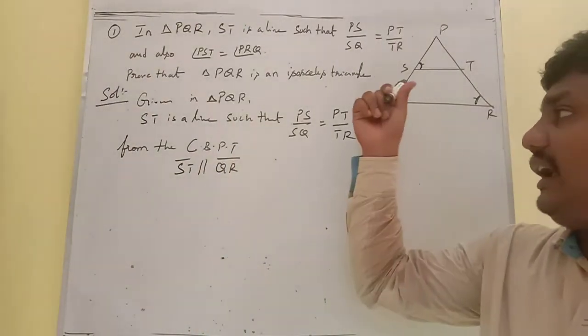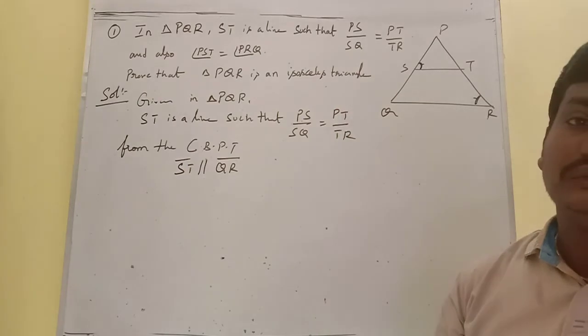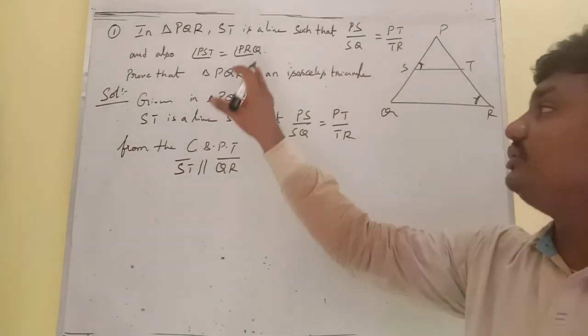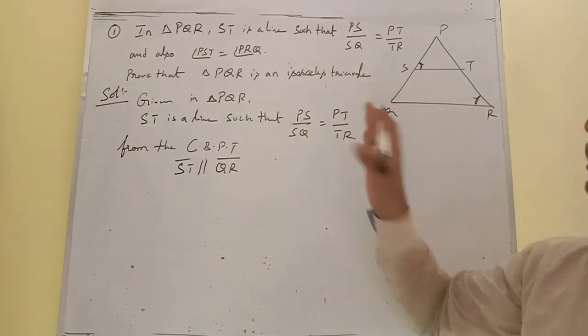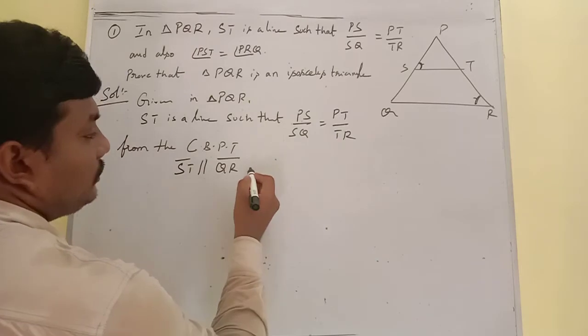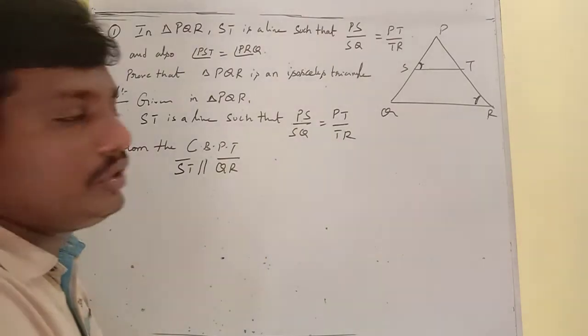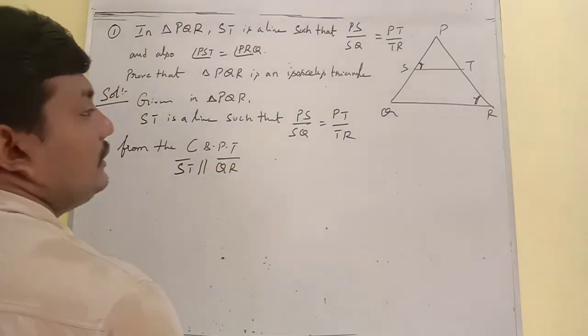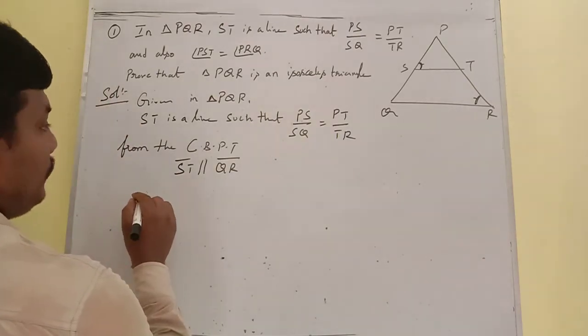That means if a line is drawn such that it divides two sides of a triangle in the same ratio, then the line is parallel to the third side. So ST is parallel to QR. When ST is parallel to QR, what happens?